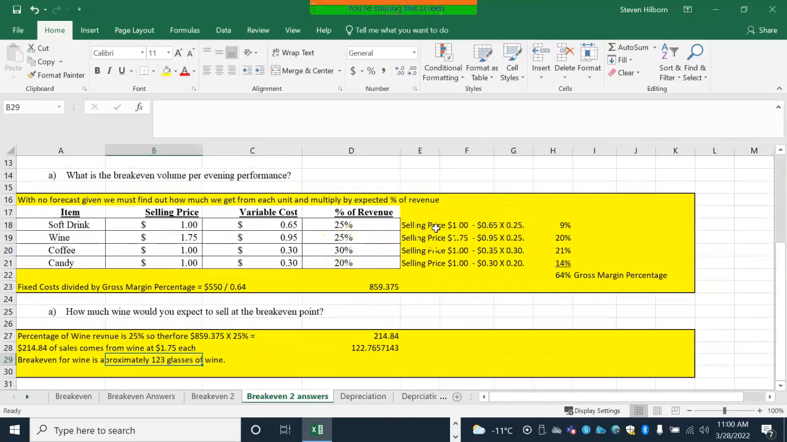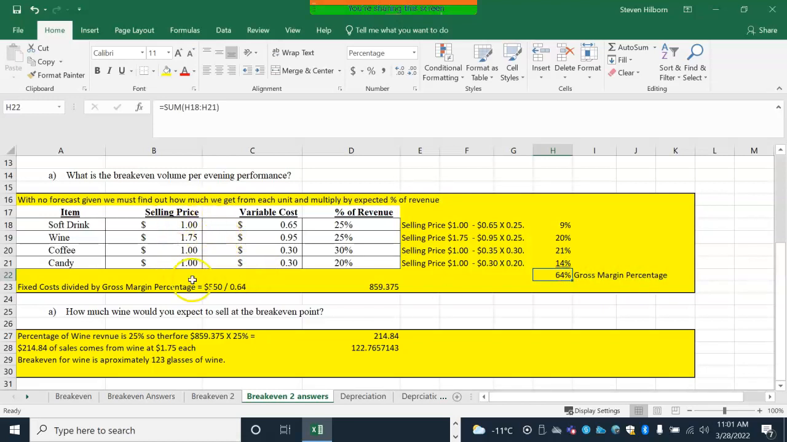So what we have done, I've done all of these now. $1 minus 65 cents, the cost, which leaves us 35 cents. We times it by 0.25. It's actually 8.6, but I rounded up. So 9%, 20%, 21%, 14%. You add these all up, we have a 64% gross margin percentage.